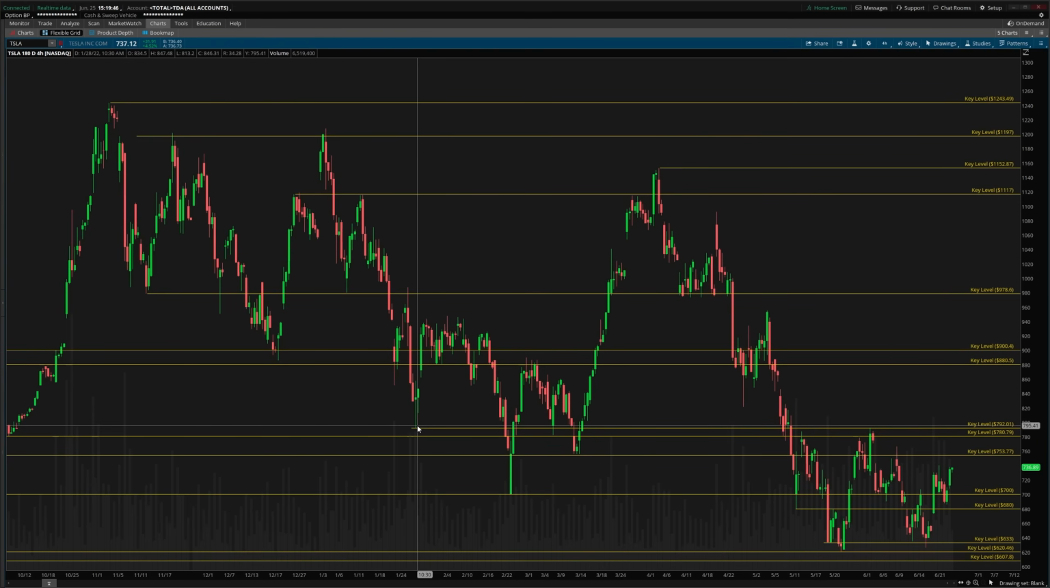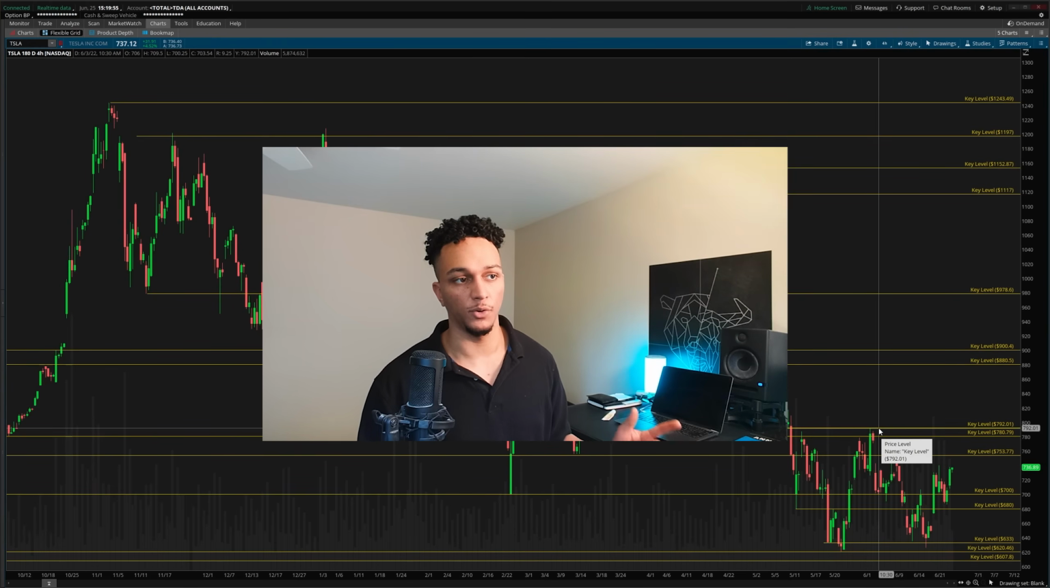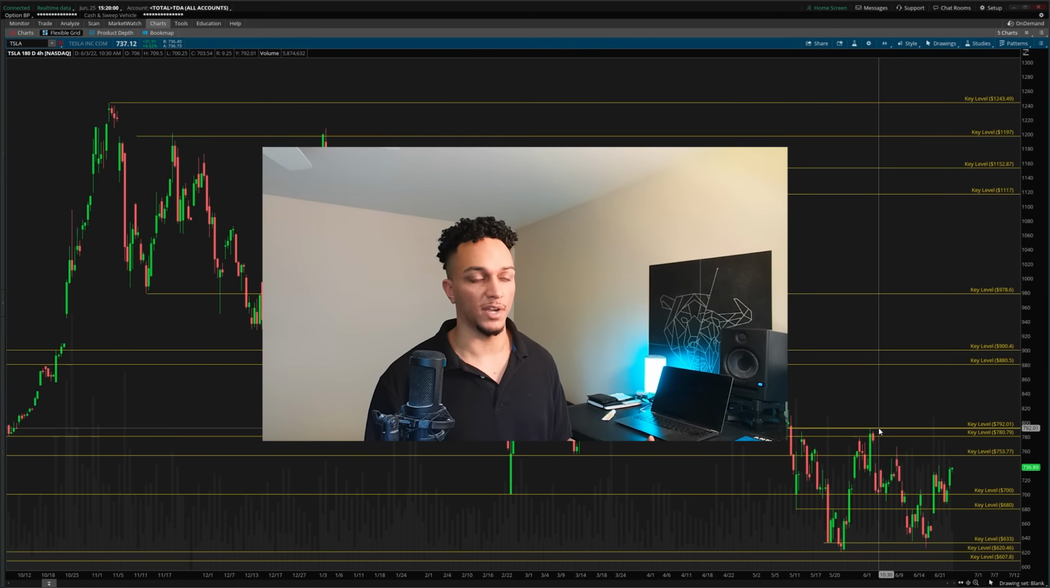If you don't have these levels on your chart, you may not be aware. You just try to hold and hope, hoping the stock keeps going up, not knowing we're hitting key levels on the daily, weekly, and monthly time frames, which are going to act as huge levels of support or resistance, depending on which way you're playing.